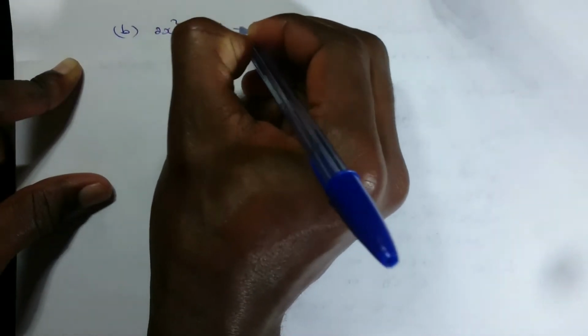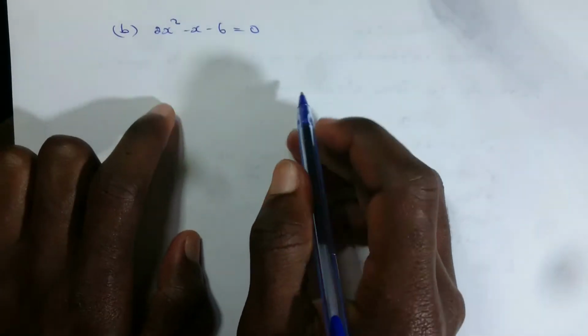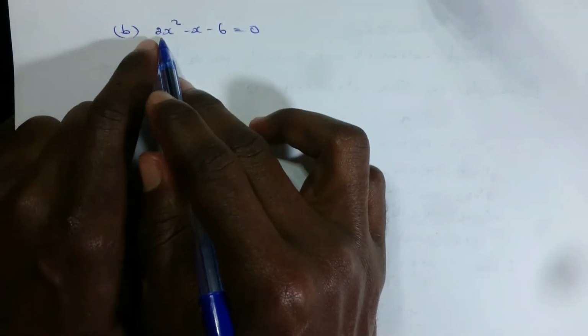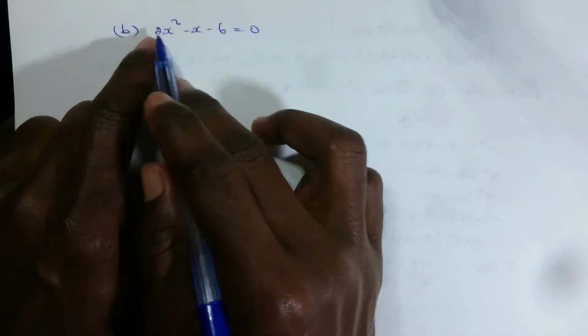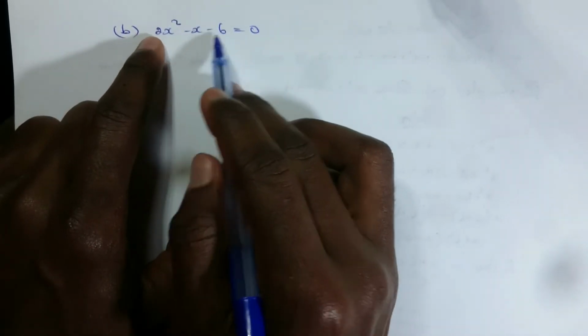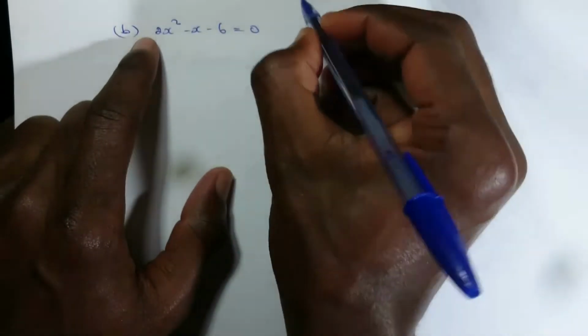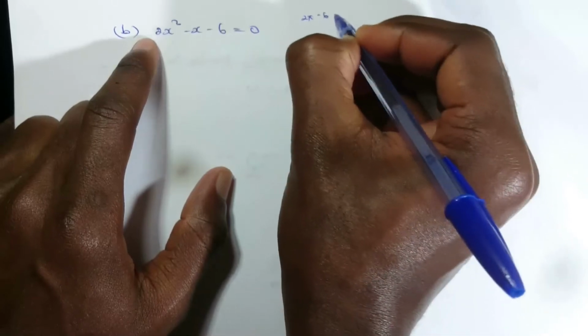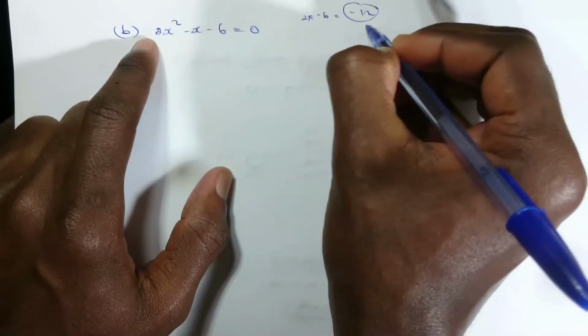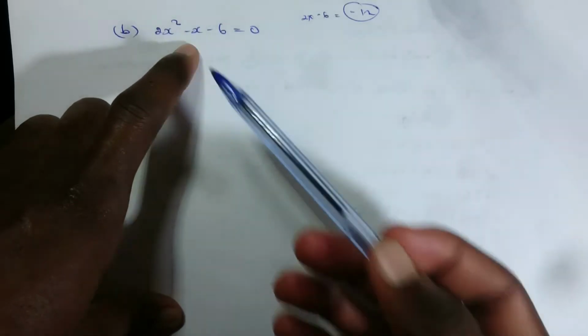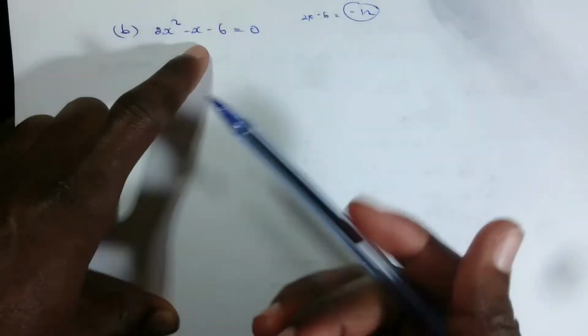Next example, let me say example 2, part B. We have 2x squared minus x minus 6 giving us 0. So remember that if the coefficient of x squared is not 1, we need to multiply that 2 by this constant term, so that we get the real product. So we first multiply 2 and negative 6, so that we have negative 12 here. Now we look for factors of 12 that if you add up, we can get negative 1, and if you multiply, we get negative 12.